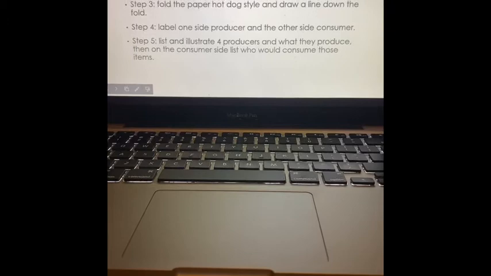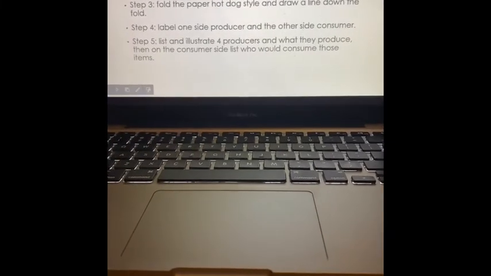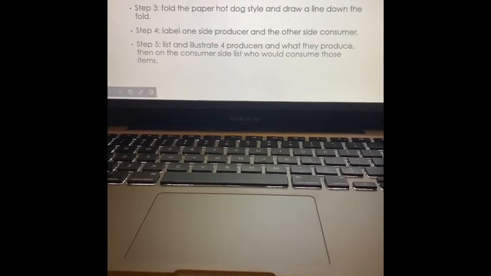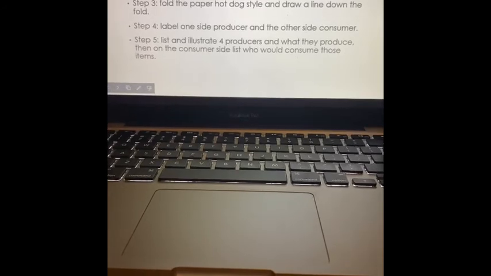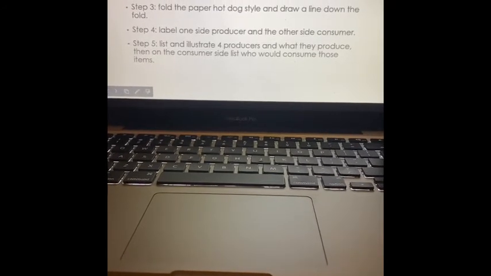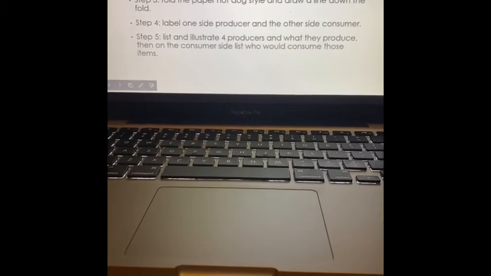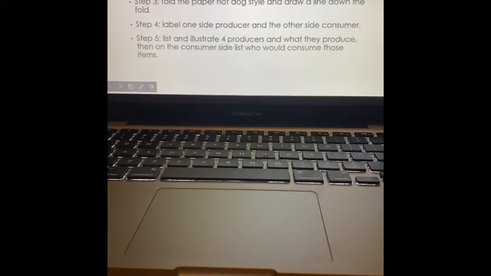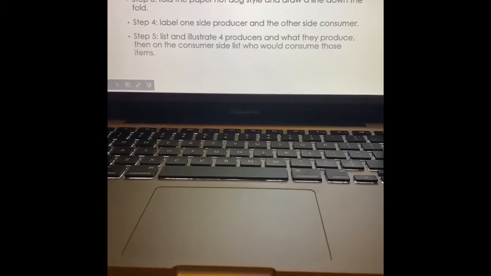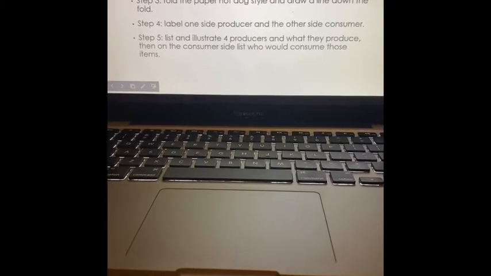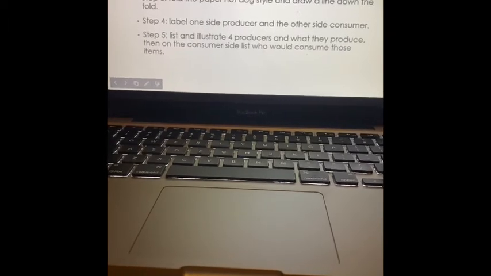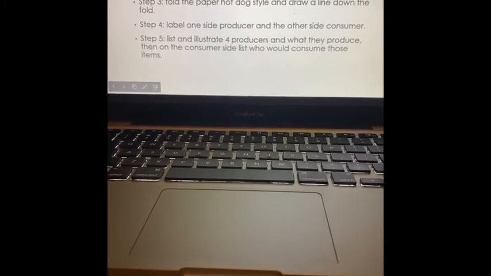So for this is their individual activity that they will do. The directions say to get construction paper, but I know that may not be available some places. So I just said step 1, grab a piece of paper, and then step 2, get 2 different colors, any 2 colors. And I did this so that they can really tell the difference between their producers and their consumers.